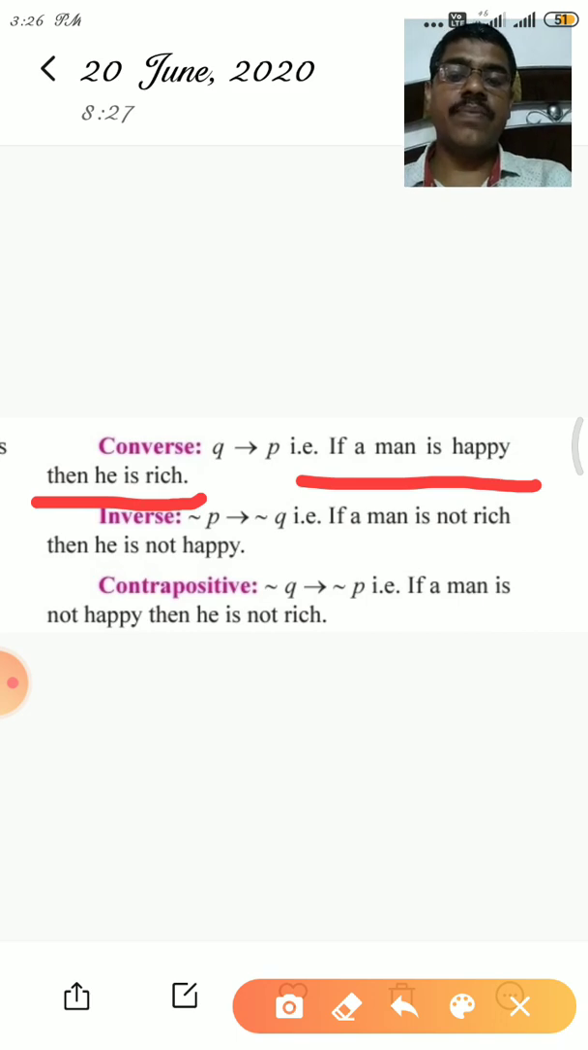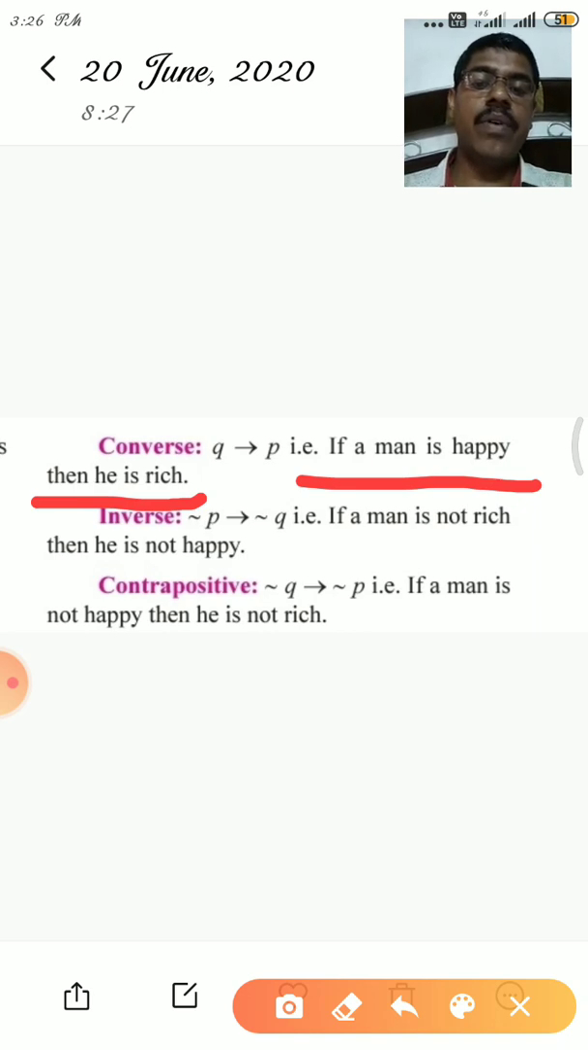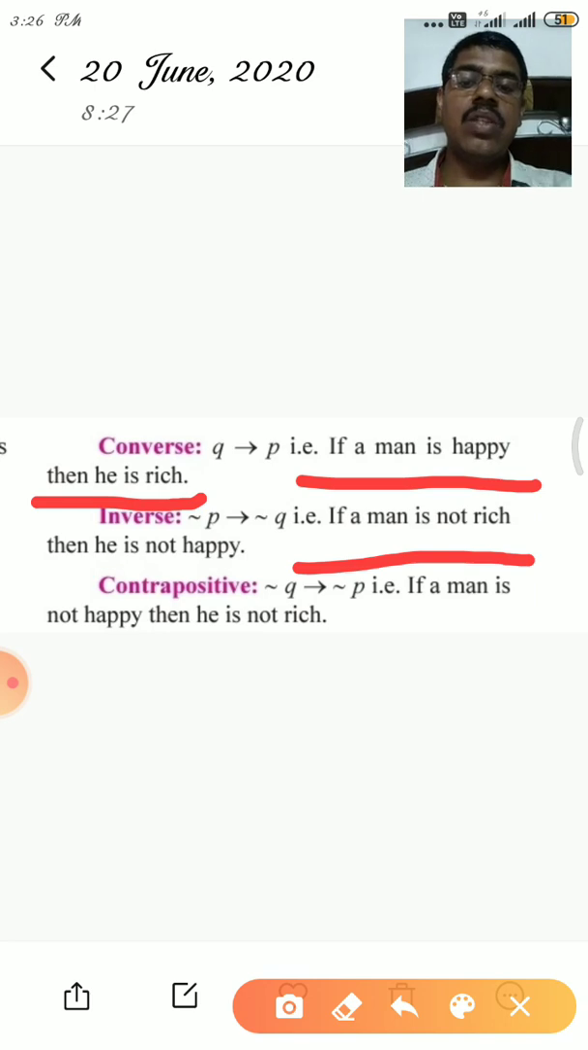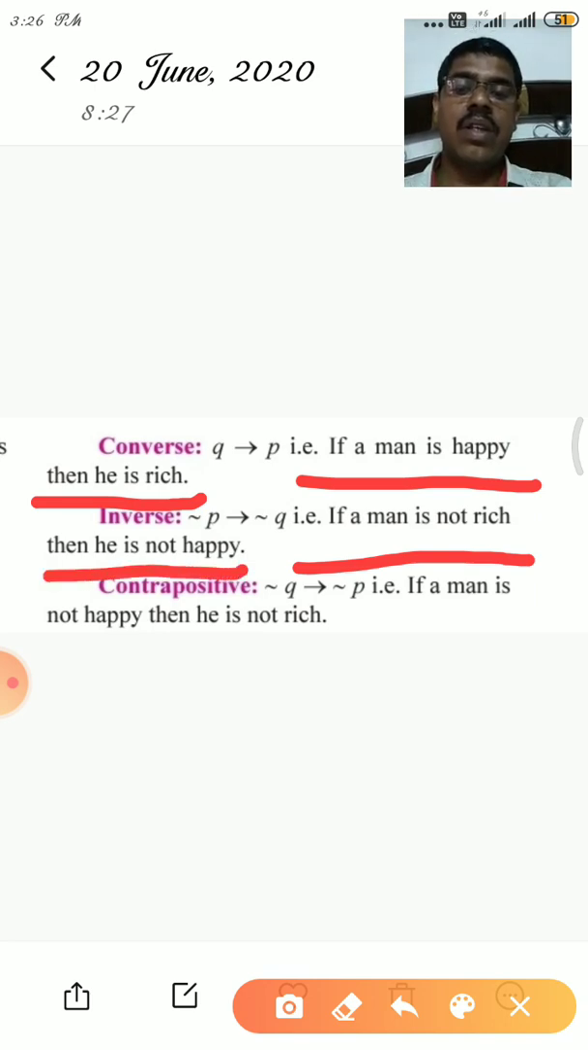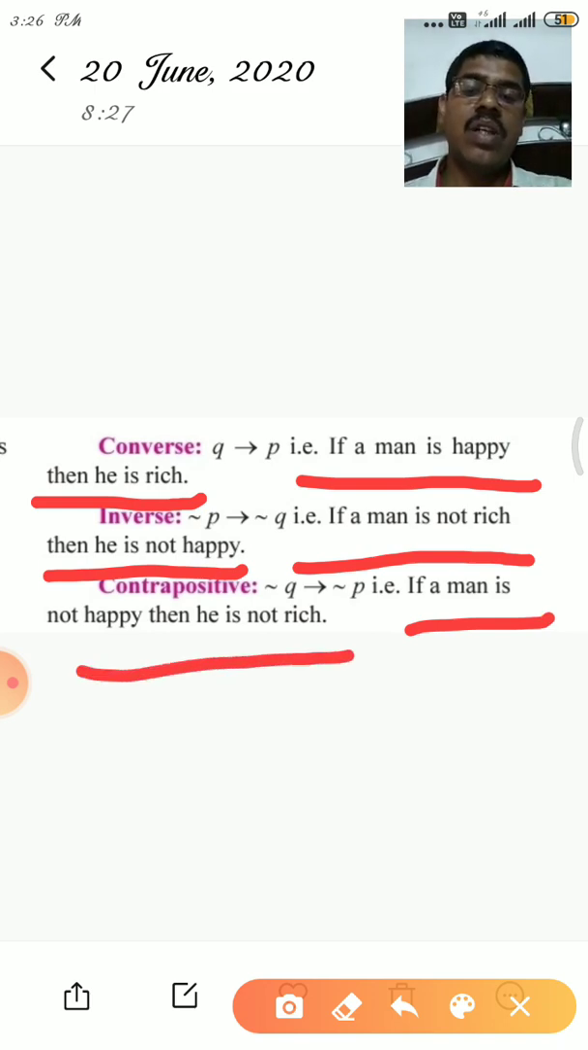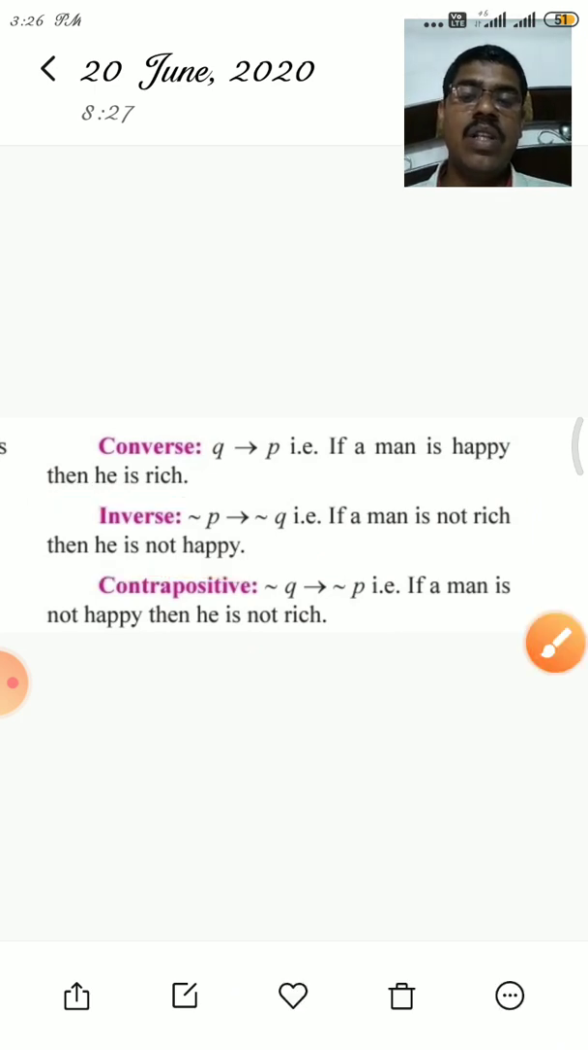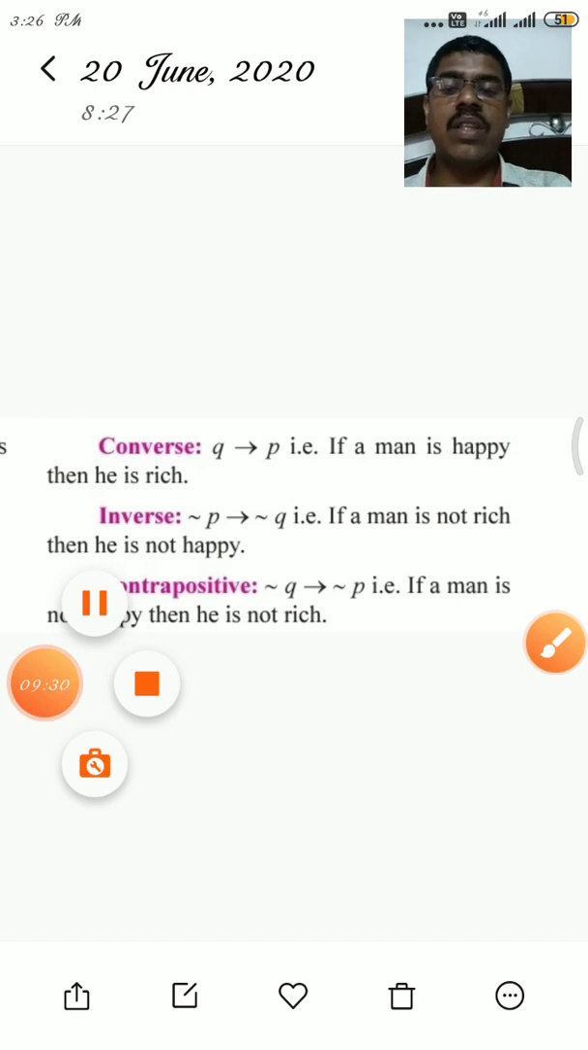Next, inverse, negation P conditional negation Q. That means you have to take P first and then Q, and we have to add "not" here because the negation is given. That is, if a man is not rich, then he is not happy. Next, contrapositive, negation Q conditional negation P. That is, if a man is not happy, then he is not rich. This is how we write the converse, inverse and contrapositive of a conditional statement. Okay, let us see the exercise.